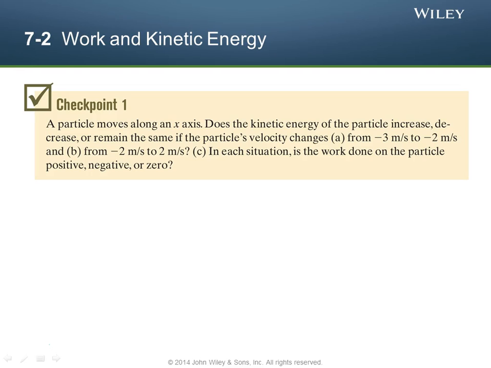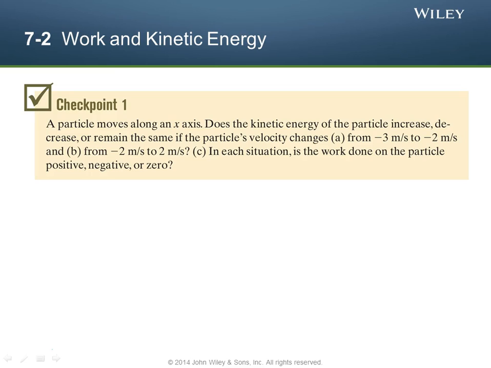Let's say we have a particle that moves along an x-axis. Does the kinetic energy of the particle increase, decrease, or remain the same if the particle's velocity changes in these different situations? In part A, we're changing from -3 to -2. In B, we're changing from -2 to 2. And C, in each situation, is the work done on the particle positive, negative, or 0?